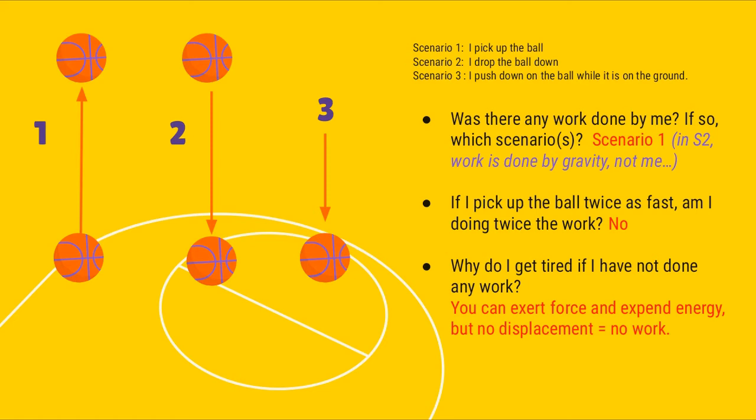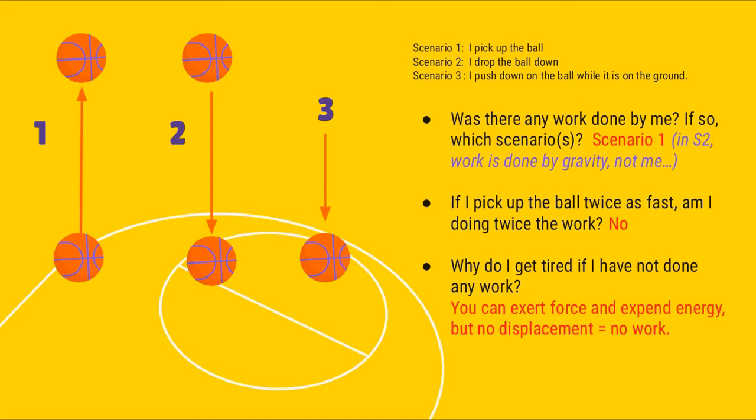Was there any work done by me? The answer to that is, well, for scenario 1, yes, that was work done by me. I picked up the ball. It was a vertical force, in the same direction as the direction of the ball that moved and was displaced vertically. So that's work done by me. In scenario 2, I didn't personally do any work. Instead, I just dropped it. So the work was actually done by the force of gravity, not by me. And in scenario 3, even though I pushed down on the ball, it didn't move. There was no displacement. So no distance, no displacement, no movement means no work was done.